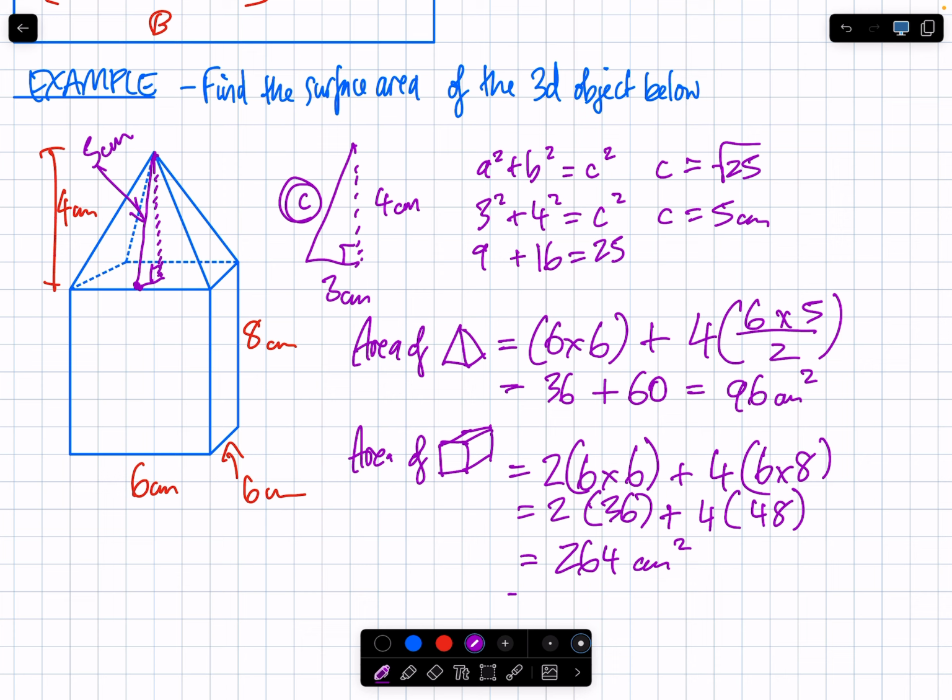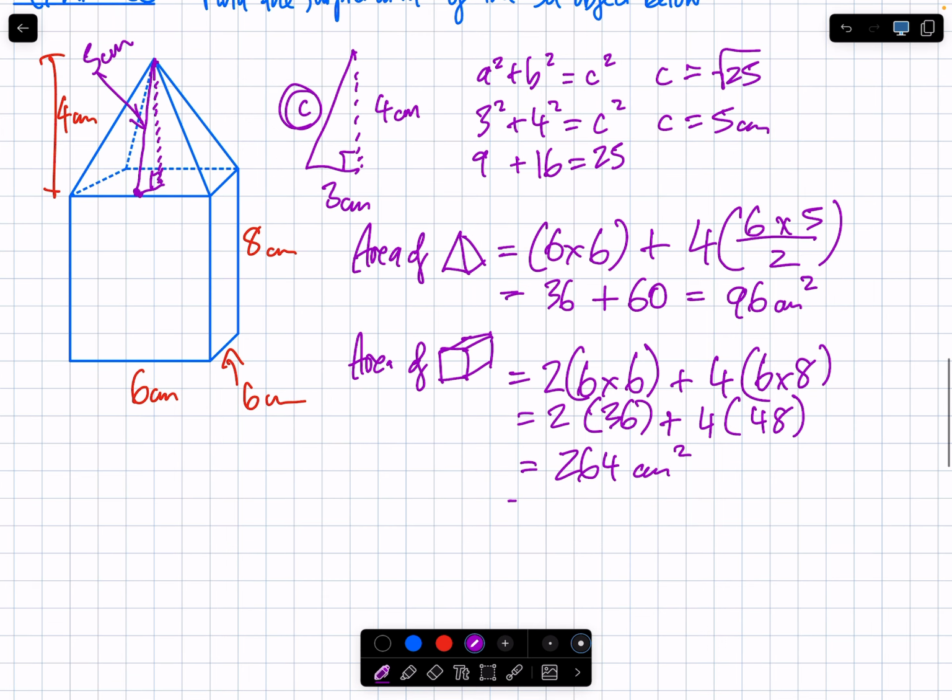Is that the end of the story? Is that the surface area of this shape? No. What would I have to do with those two numbers? Very good question. Add them together. So total area is 264 plus 96. You could stop there.